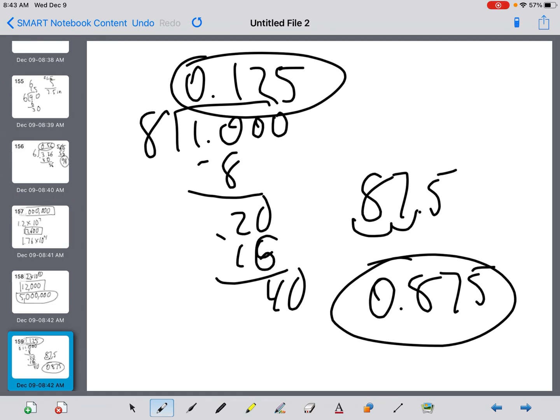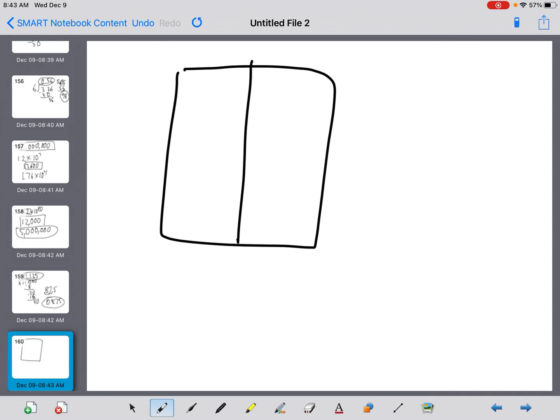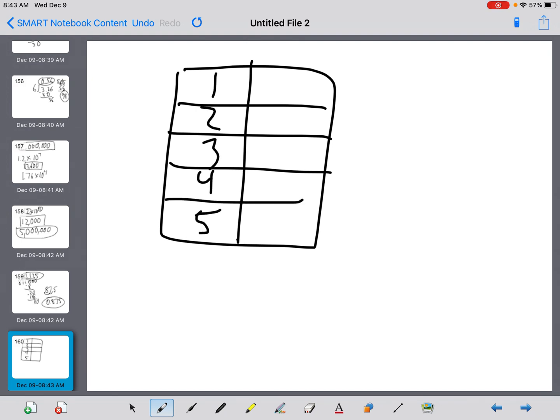Number 12. It says at 6% sales tax rate, the rate is written as a decimal, 0.06 for each dollar. Make a function table to show the sales tax for 1, 2, 3, 4, 5. You got it. So I have my sales tax rate, and I'm just counting by 6 pennies, guys. 1, 2, 3, 4, 5. So that's 6 cents, 12 cents, 18 cents, 24 cents, and 30 cents.